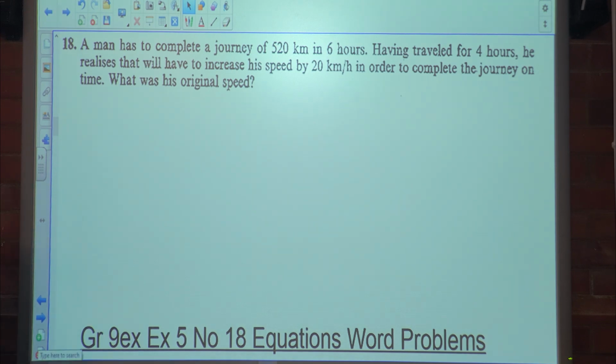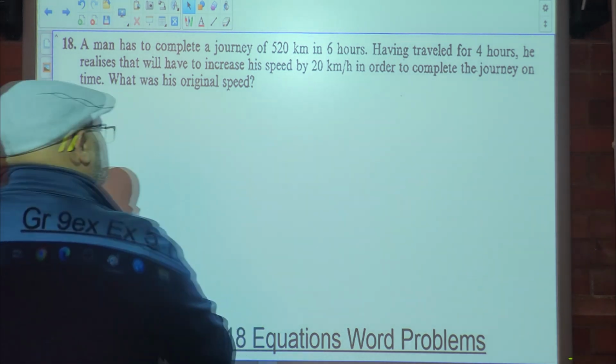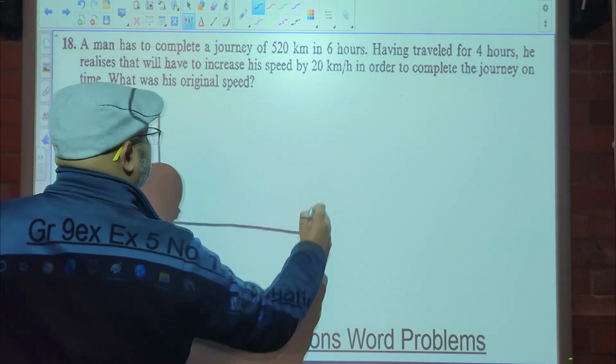Okay, so this is a speed distance time question. Not so. So, let's go to this table.